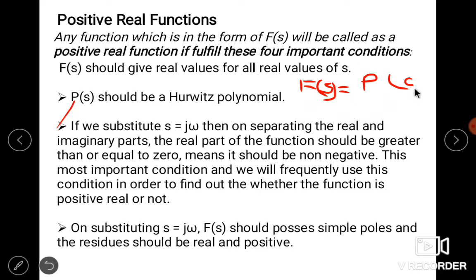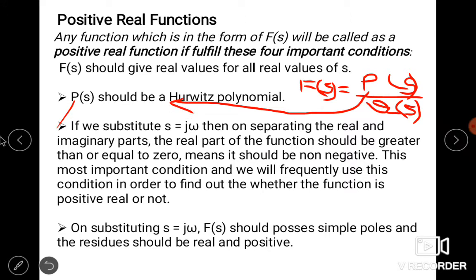F(s) is equal to P(s) divided by Q(s). This is the general function. You have remembered what P(s) is, what Q(s) is, and how you define P(s) and Q(s). So this condition must be satisfied. The first condition, P(s) should satisfy the Hurwitz condition.